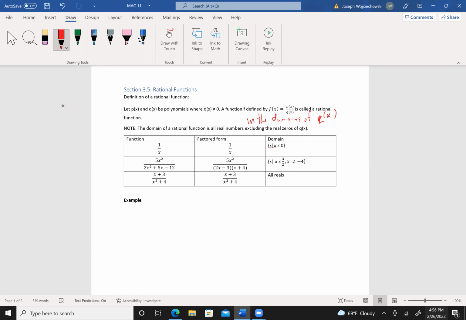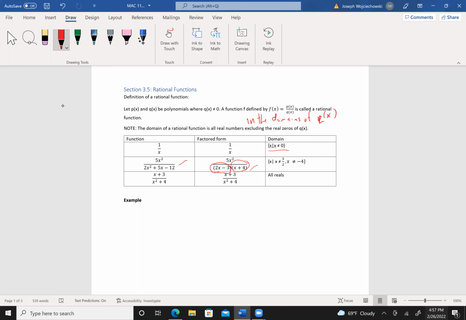So let's look at this here. First function is 1 over x. We can't factor anything, it's simply 1 over x, and we note that the domain cannot contain 0. Next function, 5x squared over 2x squared plus 5x minus 12. Looking at it, we can factor it this way, and solve each of these factors for equal to 0. We note that x cannot equal 3/2 and x cannot equal -4.